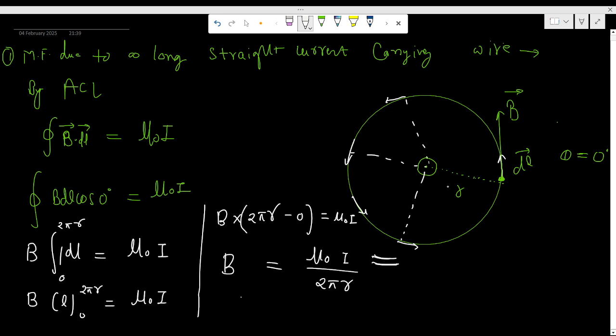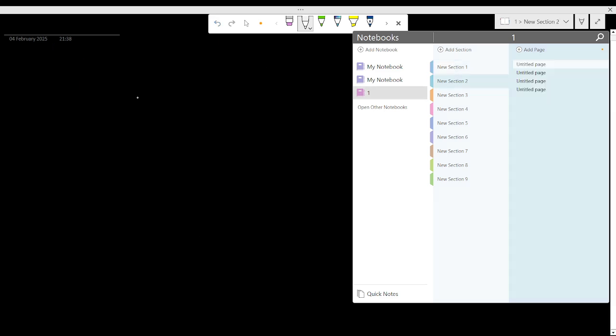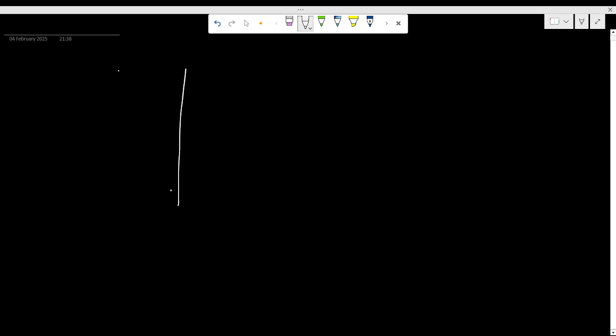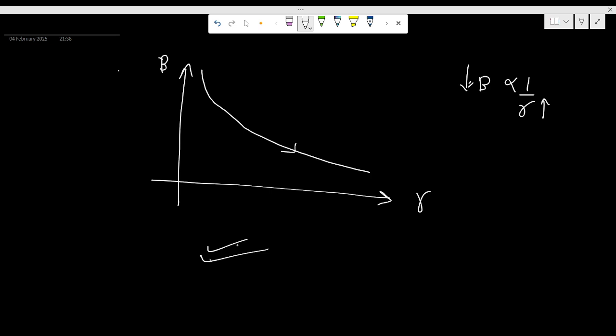Now you can draw the graph also, because sometimes they ask what the graph is. This is the y-axis, this is the x-axis, and you can draw the graph. If you increase r, what will happen to B? You can clearly see B is inversely proportional to r. So when you increase r, B will decrease. You can draw this as an inversely proportional graph. This is the graph. Keep in mind, this is the graph of B versus r.